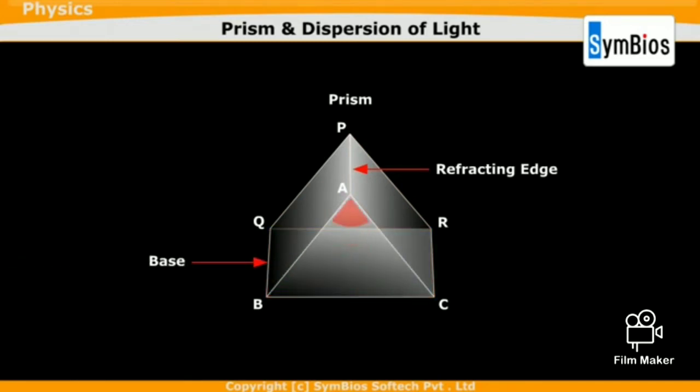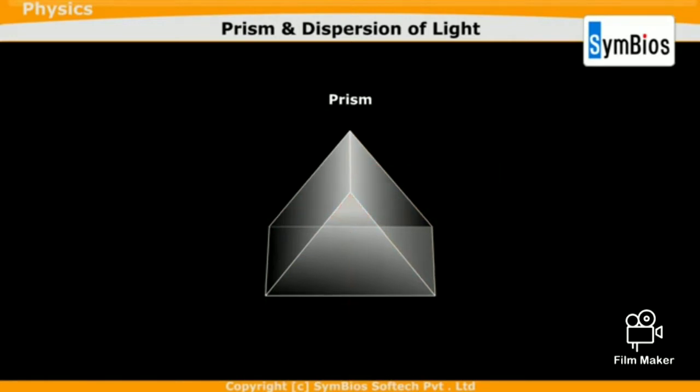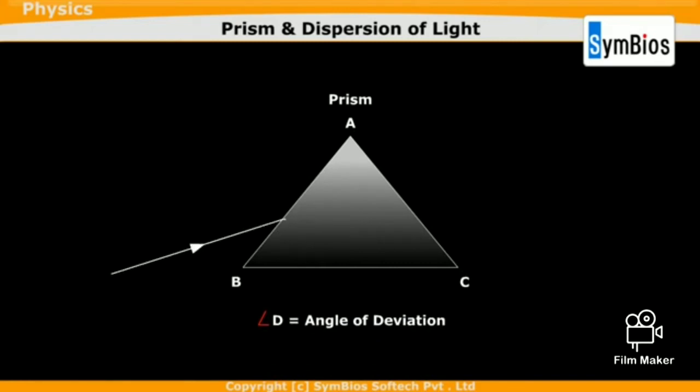Here, angle A between the 2 rectangular refracting surfaces ABQP and APRC is called the angle of the prism. The angle of deviation is the angle made between the incident ray of light entering the first face of the prism and the refracted ray which emerges from the second face of the prism.